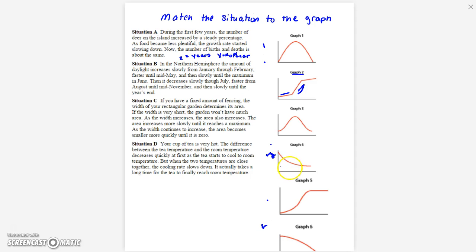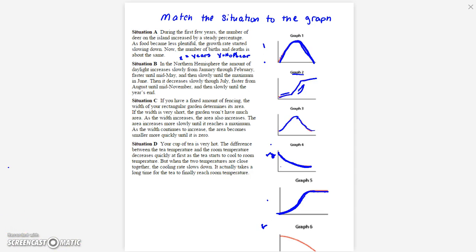And then if you look at graph 5, it looks like it starts out fast, but then it kind of slows down, and then it levels off. This first part right here is kind of exponential, and we know that exponential means it's growing very fast, and then it kind of tapers off. So graph 5 is going to match situation A.